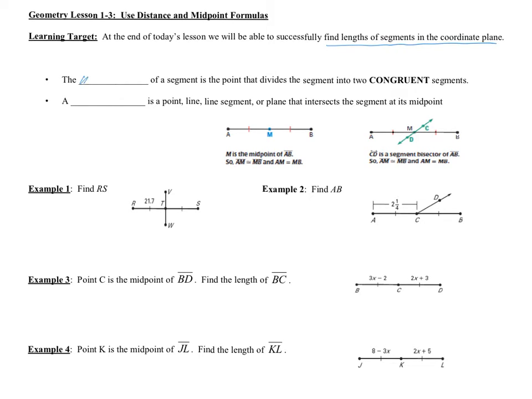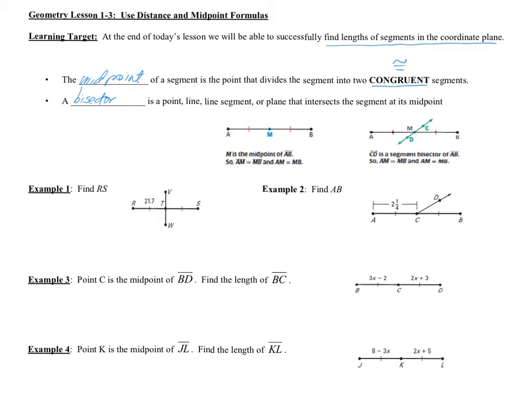The midpoint of a segment is the point that divides the segment into two congruent segments. A bisector is a point, line segment, or plane that intersects the segment at its midpoint.